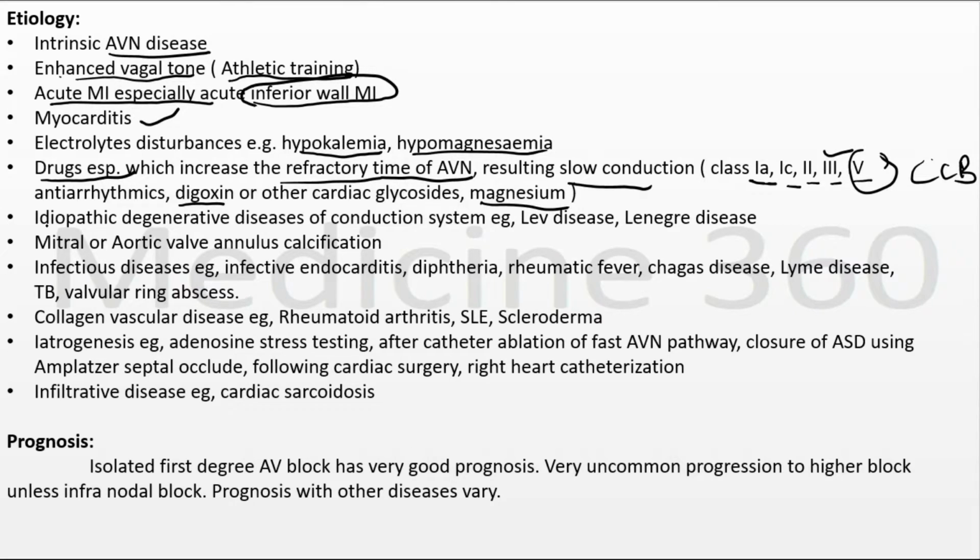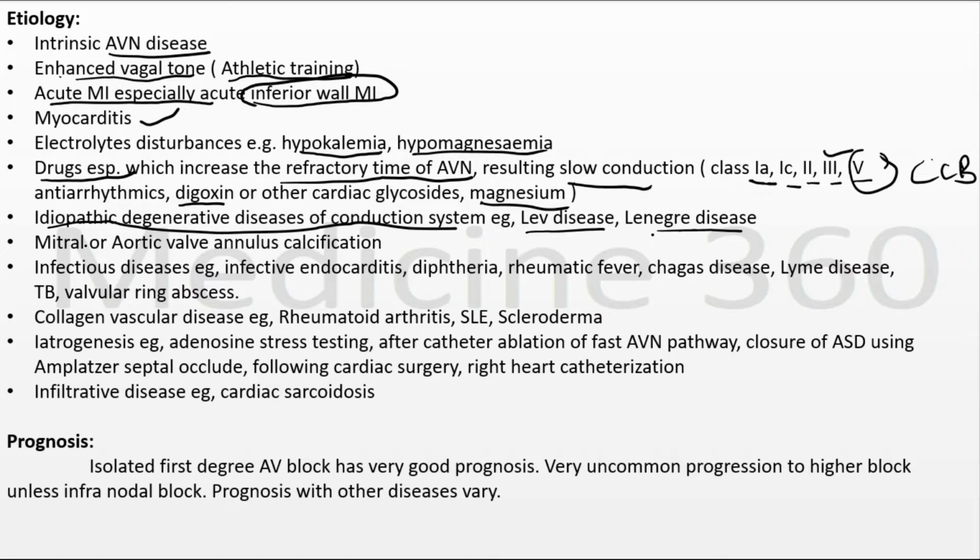Then there are idiopathic degenerative diseases of the conduction system, that is Lev disease and Lenègre disease. In both diseases, there is calcification and fibrosis of the heart muscle and the conduction system. The fibrosis and calcification can lead to conduction delay in the AV node and infranodal, and that can lead to first degree AV block.